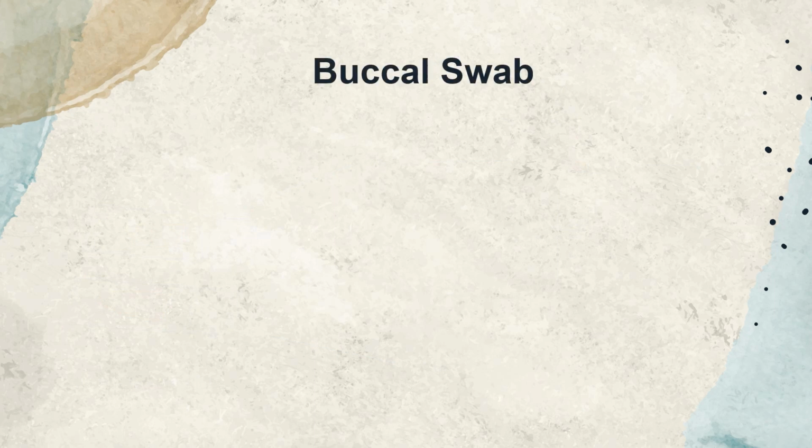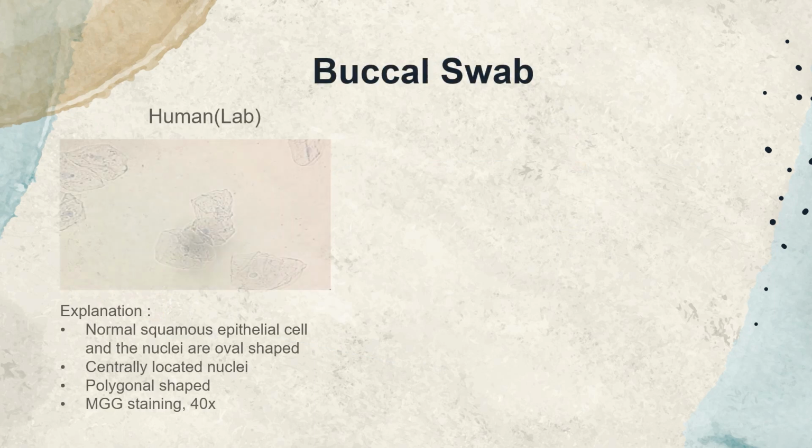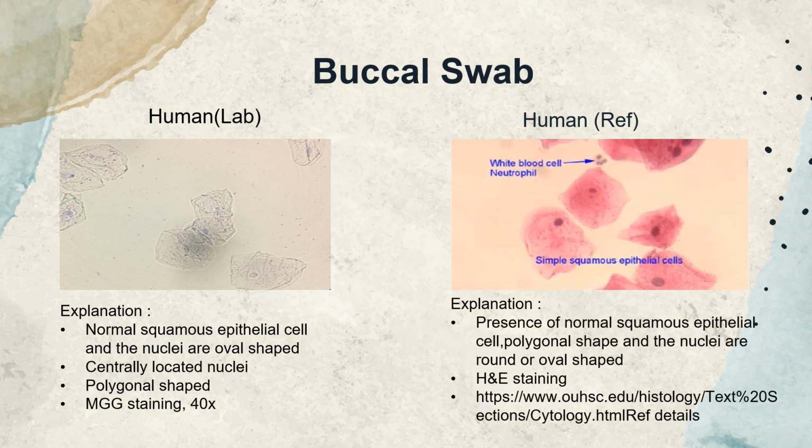From the buccal swab procedure, we are able to see the squamous epithelial cells of the cheek using MGG stain under 40 times magnification. The polygonal-shaped cells have centrally located and oval-shaped nuclei. Our findings are similar to the reference using H&E stain, where normal squamous epithelial cells have a polygonal shape with round or oval nuclei.